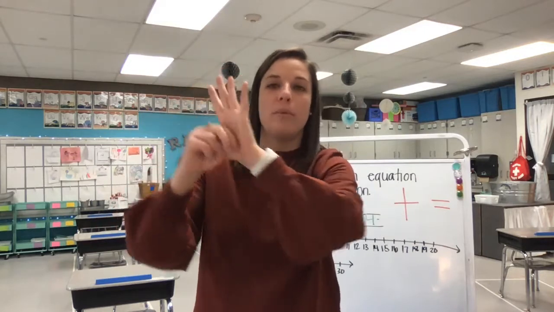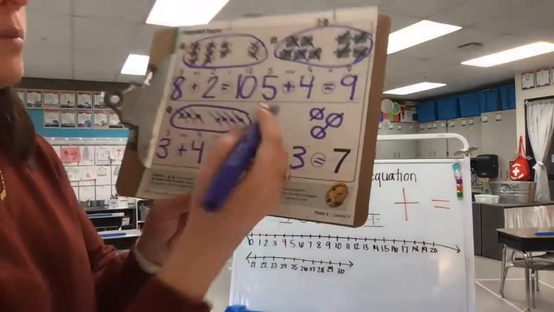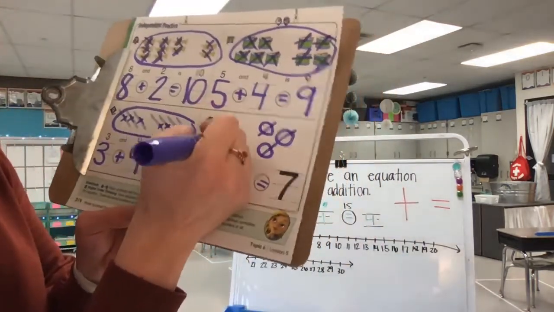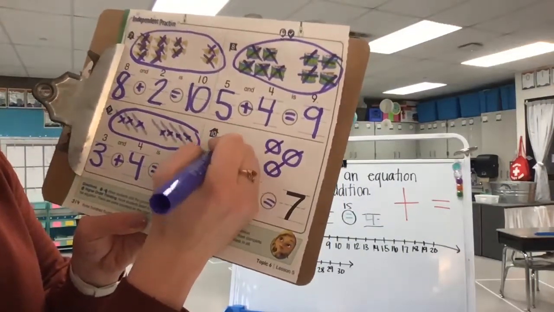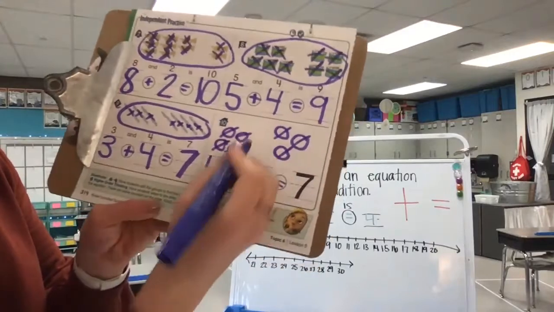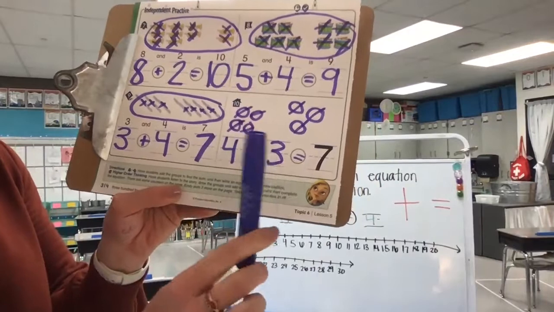She had 3 in one group. How many are in the other group? 1, 2, 3, 4. So I'm going to draw 4 circles for the other. 1, 2, 3, 4. And I'm going to mark them out. 1, 2, 3, 4. Write a 4 on the line, and then put my addition symbol in there. So now it says 4 add 3 equals 7.